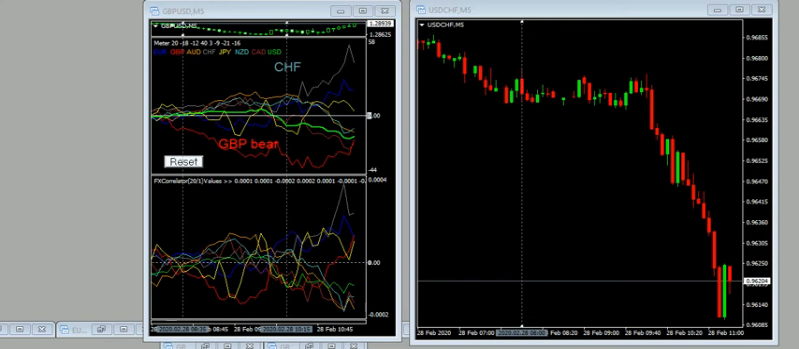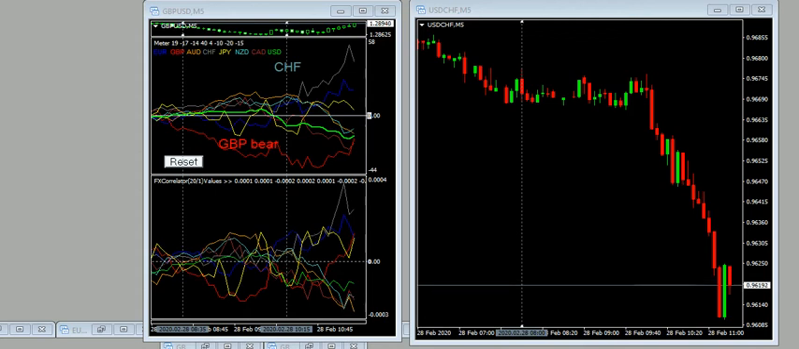It's Friday, the 28th of February at 9:24 in the morning, and I just wanted to quickly show how powerful using strength meter technology, relative strength meter indicators, can be in Forex. I'm trading live at the moment.